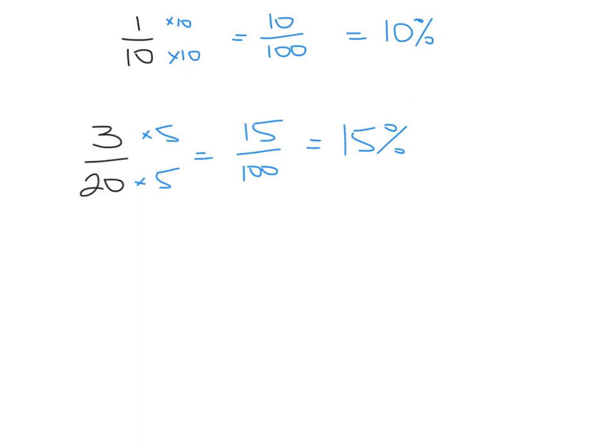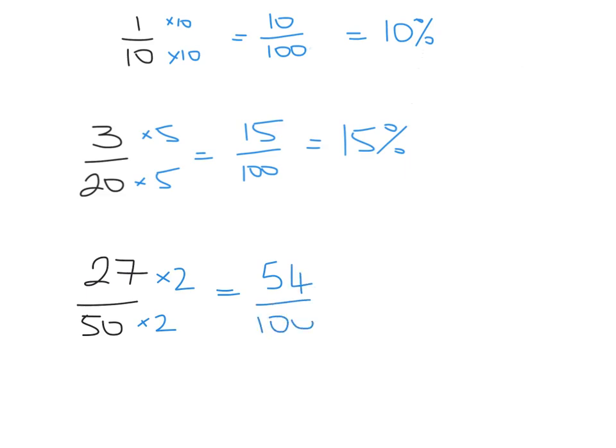One last example. If we had, say, 27 over 50. So I want to multiply them both by 2 because 50 times 2 is 100. It's going to give me 54 over 100, which means it's 54%.